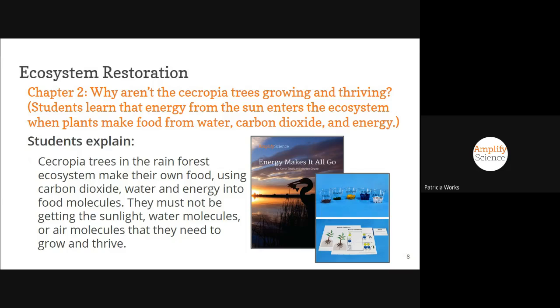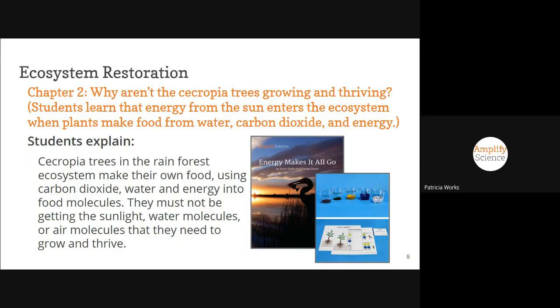Then they engage in the leaves and roots game and use the ecosystem modeling tool to show their understanding of where plants get their food. At the end of chapter 2, students explain that cecropia trees in the rainforest ecosystem make their own food. Like all plants, they use energy from the sun to turn carbon dioxide and water into food molecules.